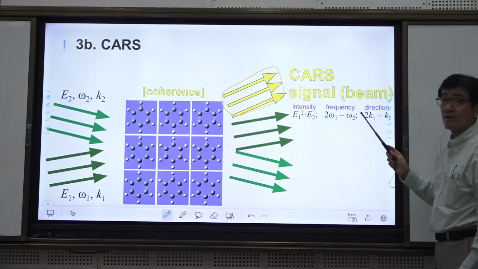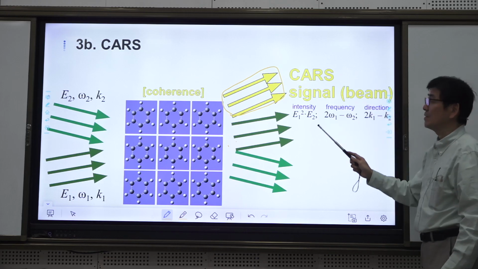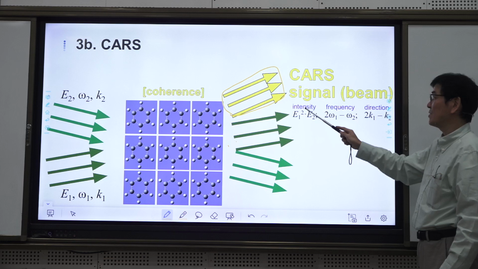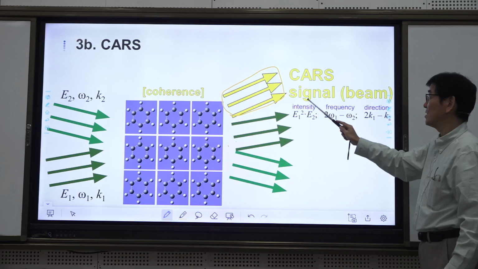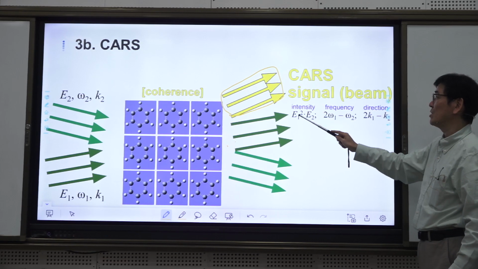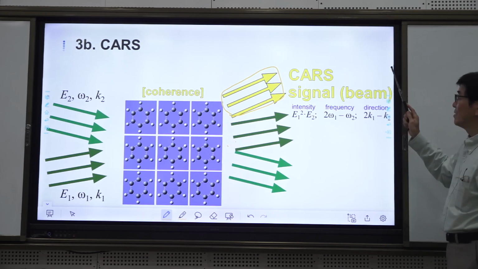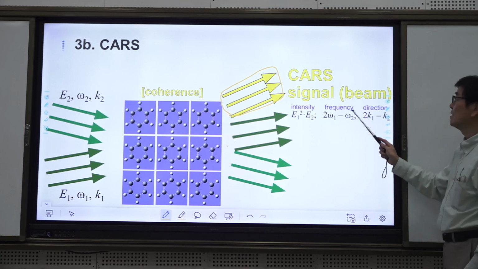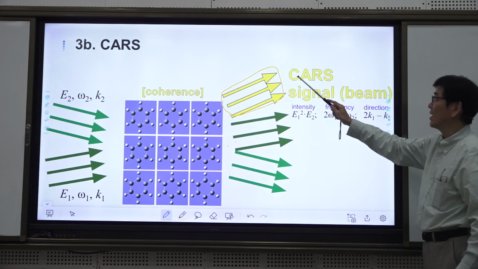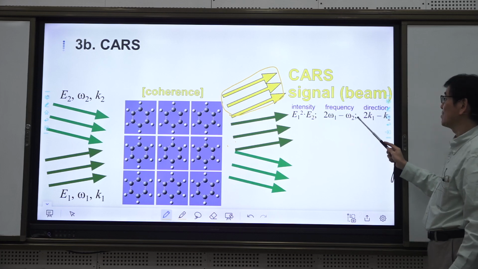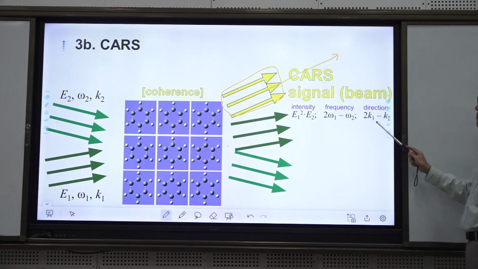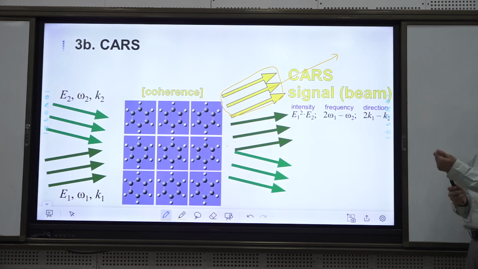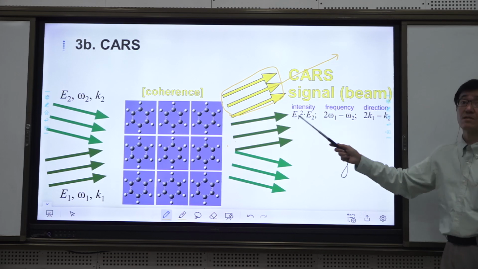CARS is one of the nonlinear spectroscopies, and the reason is that the signal intensity is not linearly in proportion to the incident beam power. Signal intensity is in proportion to E1 squared times E2. And the signal light has a frequency of 2 omega 1 minus omega 2. And the propagation direction of the signal is given by 2k1 minus k2. So the mechanism is completely different from spontaneous Raman scattering.